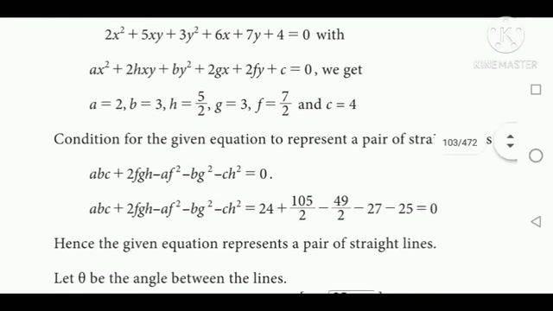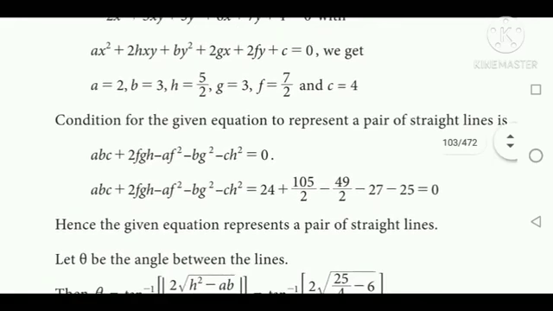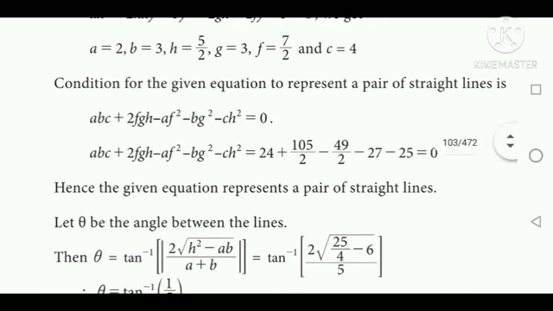So the condition for the given equation to represent a pair of straight lines is abc plus 2fgh minus af square minus bg square minus ch square equal to 0. In order to show that this is a pair of straight lines, we have to apply this condition. Now we have the values of a, b, c, f, g, h. Substitute these values in this equation.